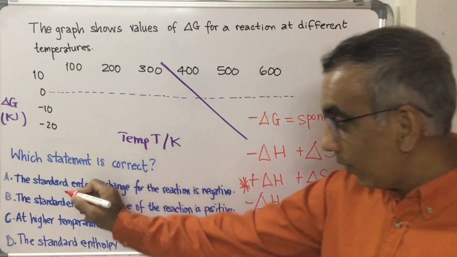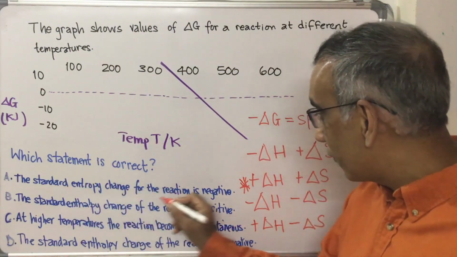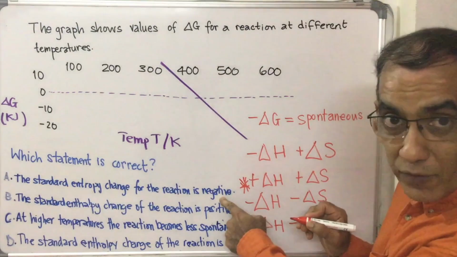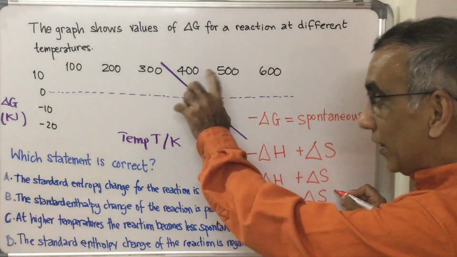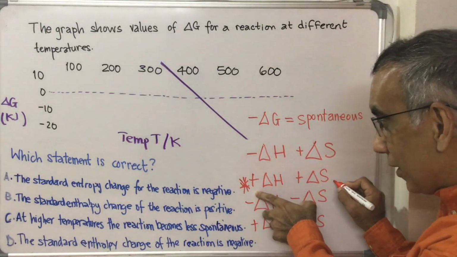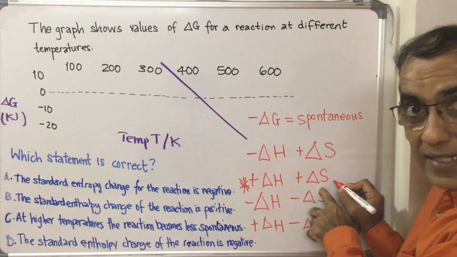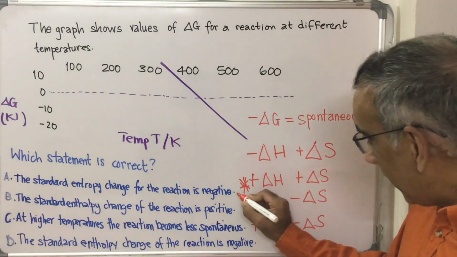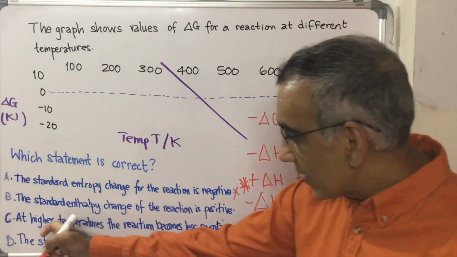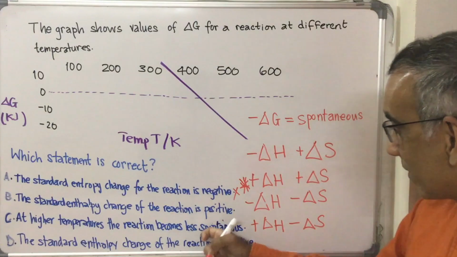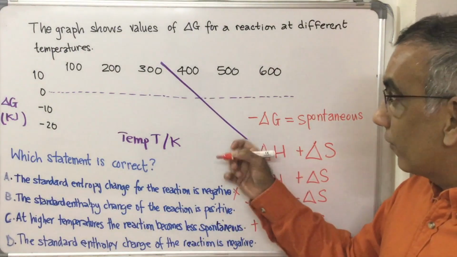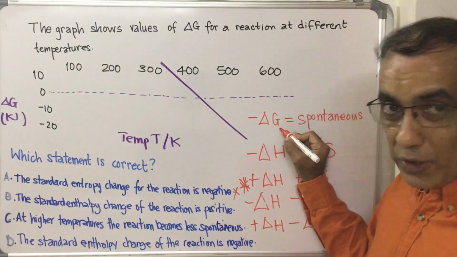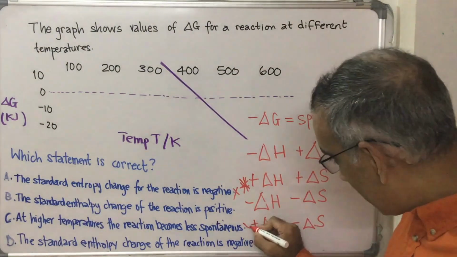The first option that we have here is the standard entropy change for the reaction is negative. Obviously, if it were positive, then that would have to be the answer, because for this to happen, this is the combination that we're looking for. A positive delta S, an increase in entropy, and a positive delta H. So A is out of the question. Then C says, at higher temperatures, the reaction becomes less spontaneous. Well, of course, we see here that at higher temperatures, we get the negative delta G, which is more spontaneous. So that too is not correct.